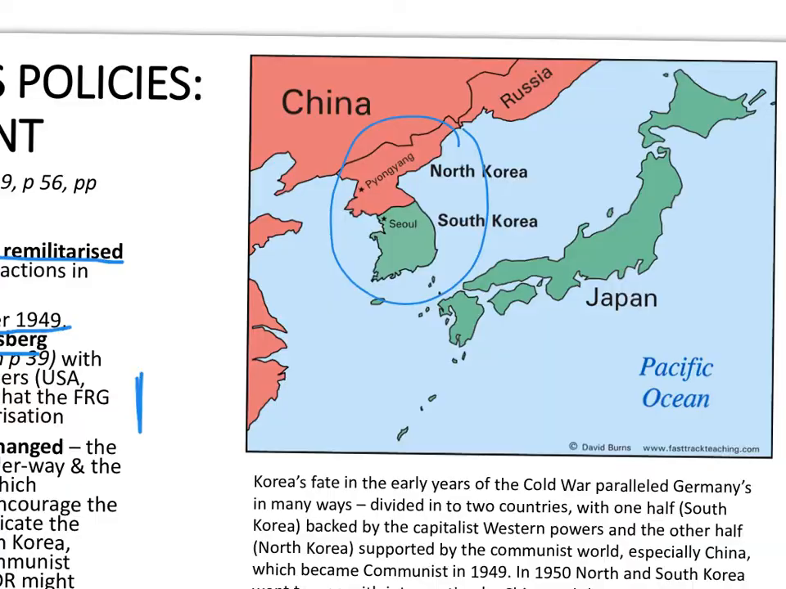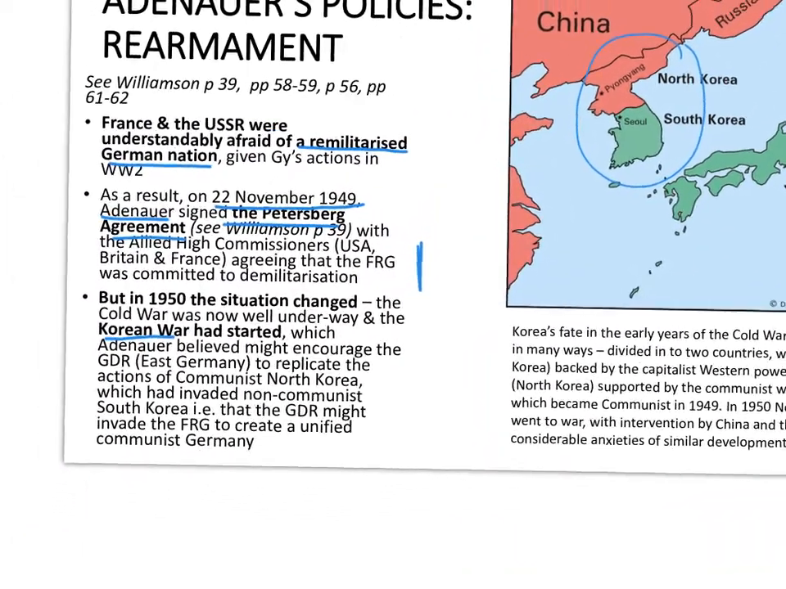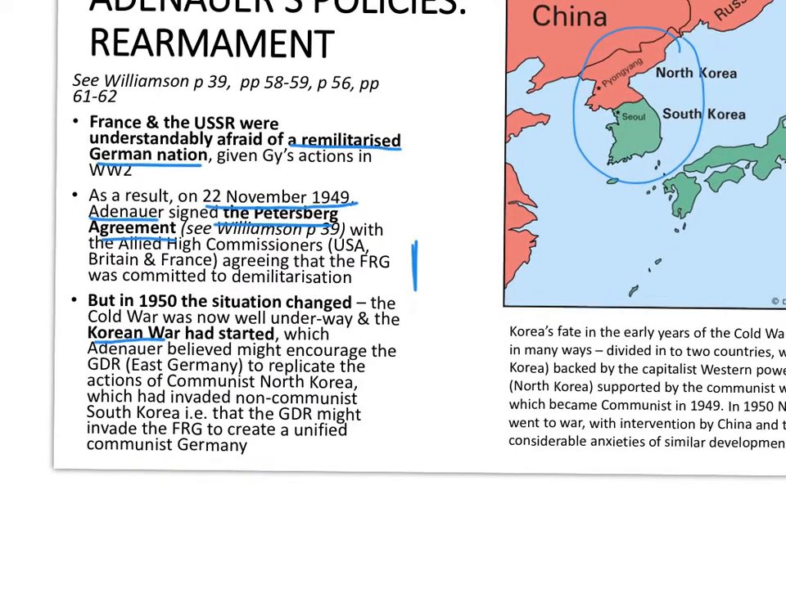So pulling back to the notes. What happened in 1950? War broke out between North Korea and South Korea. And that had a real ripple effect over to Germany, because Adenauer, the leader of West Germany, believed that the Korean War might encourage East Germany to do the same, to do what North Korea had done. I mean, North Korea basically had invaded non-communist South Korea.